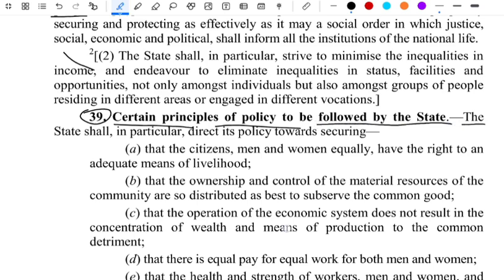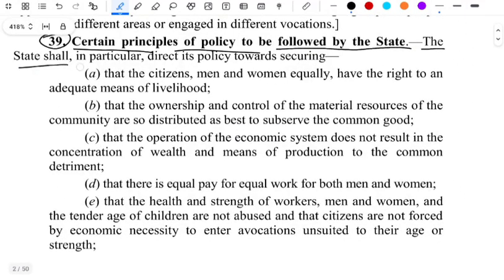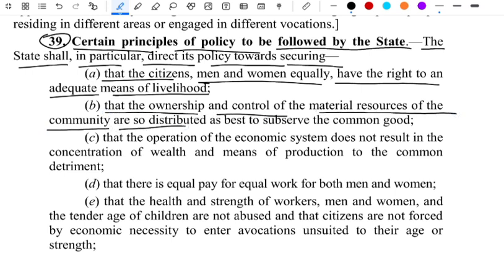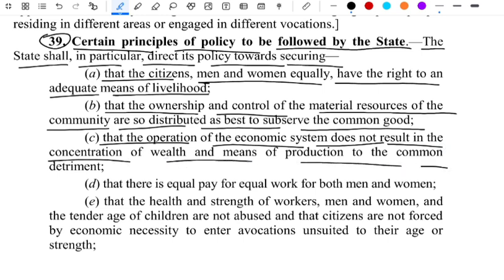Okay, so the principles are that the State shall in particular direct its policy towards securing that the citizens, men and women equally, have the right to an adequate means of livelihood, under Article 39. And then that the ownership and control of the material resources of the community are so distributed as best to subserve the common good. Next is that the operation of the economic system does not result in the concentration of wealth and means of production to the common detriment.